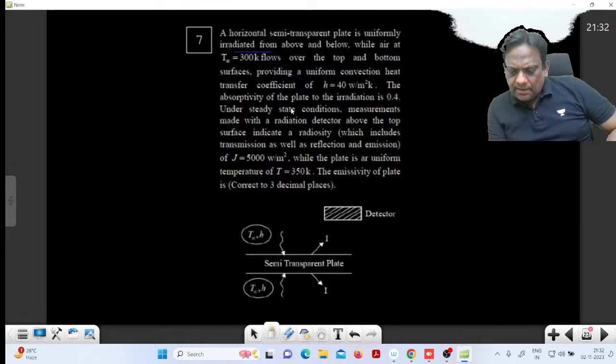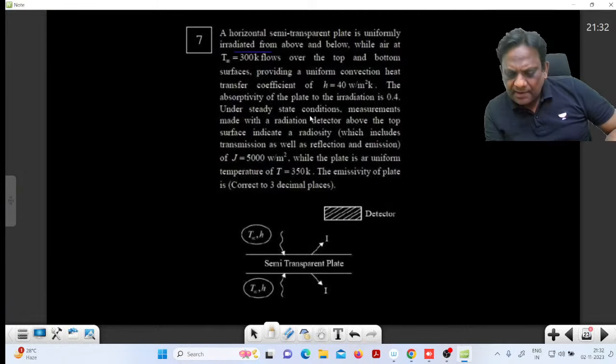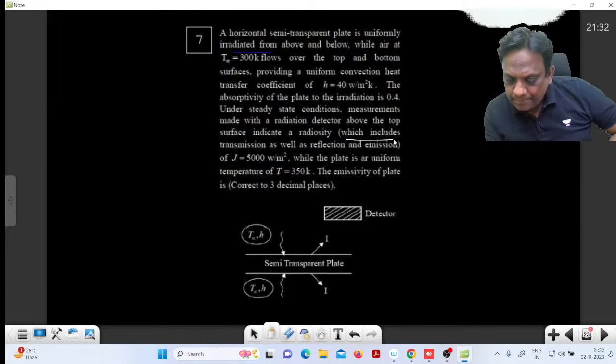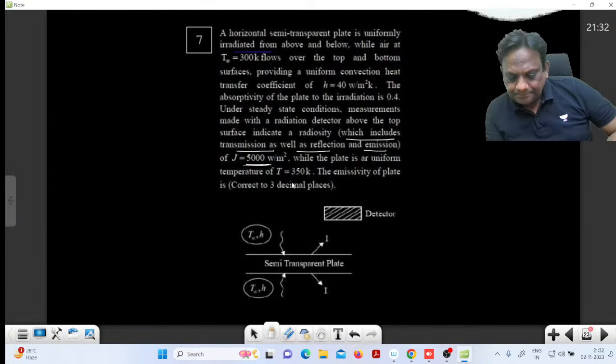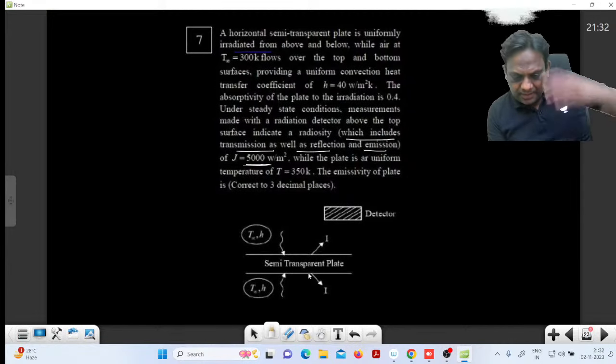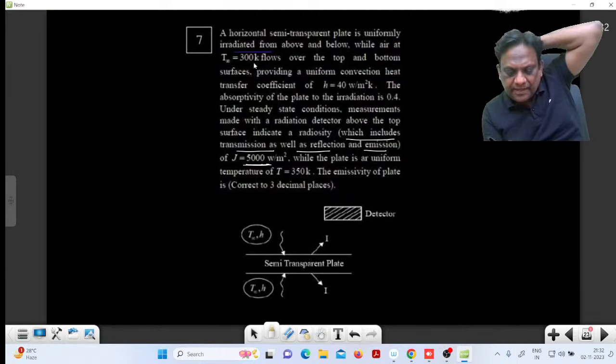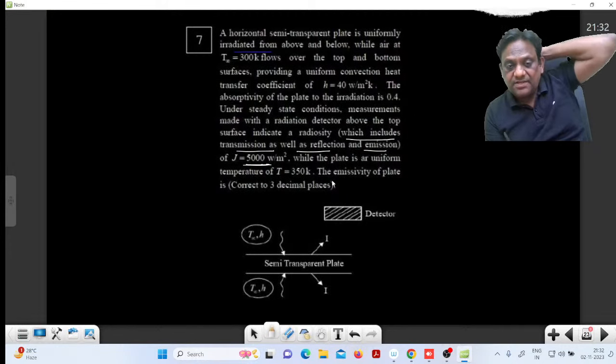देखो, the absorptivity is 0.4. Under steady conditions, measurements made by radiation detector above the surface indicate radiosity. देखो, radiosity which includes transmission, reflection, emission. And radiosity is 5000, when the plate is at a uniform temperature of 350. Okay. And air is flowing at 300 Kelvin. What is the emissivity of the plate?